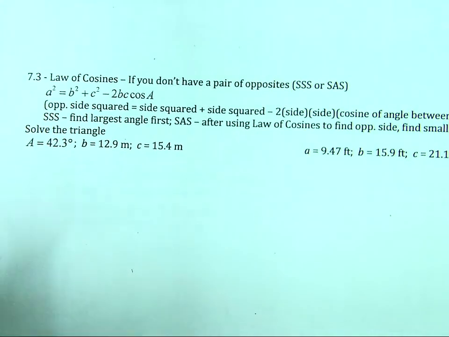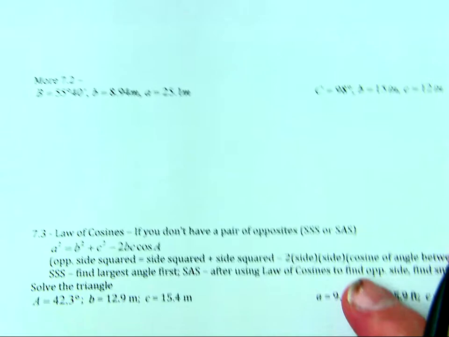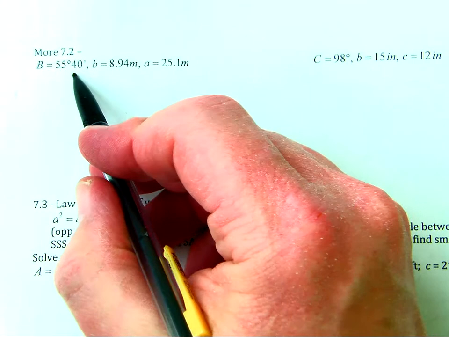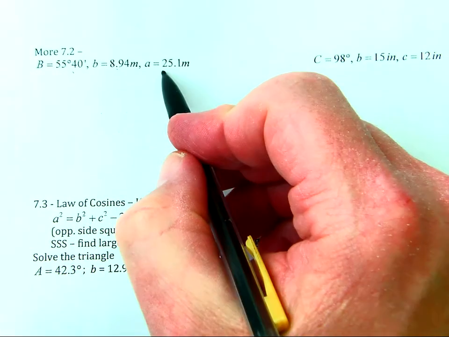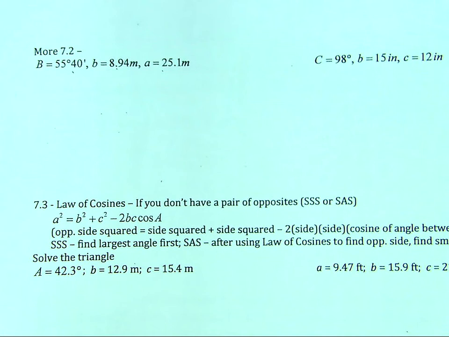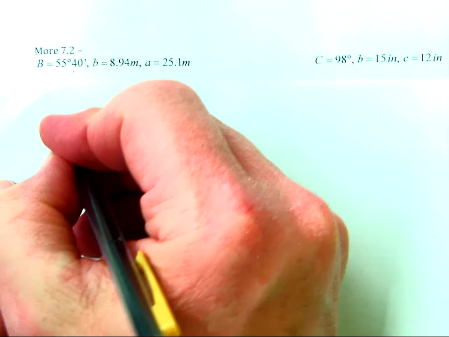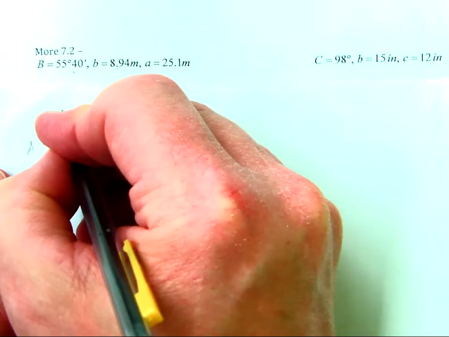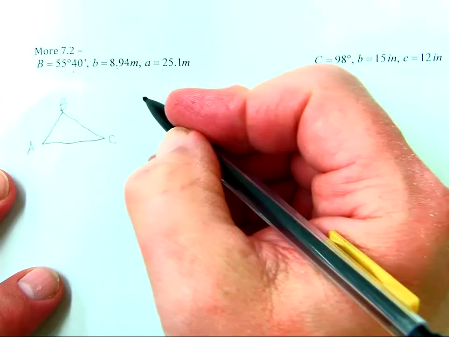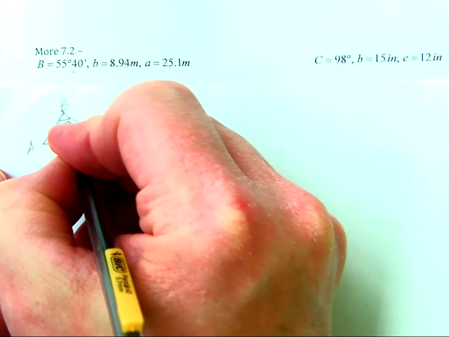Let's look at this next one. Now in this next one, you see here we're given angle B is 55.40, side B is 8.94, side A is 25.1. So let's take a look at that. Let's draw our triangle. So again, you can draw your triangle any way you want. Let's say we go A, B, and C. Here, angle B, this angle right here is 55.40.